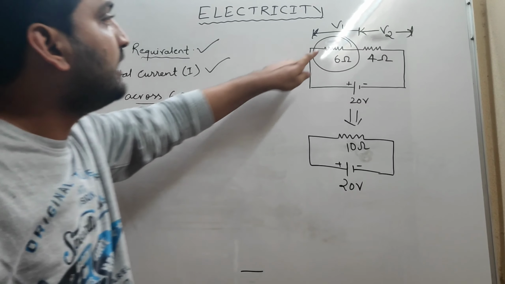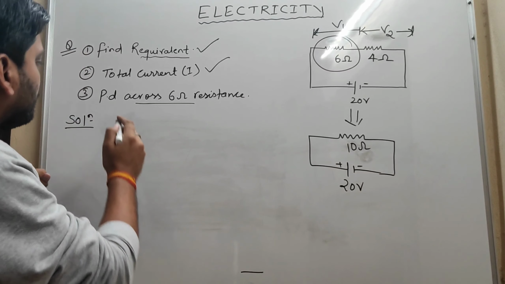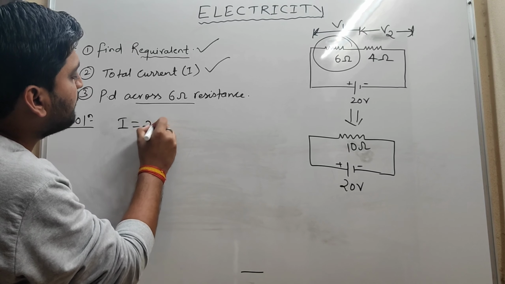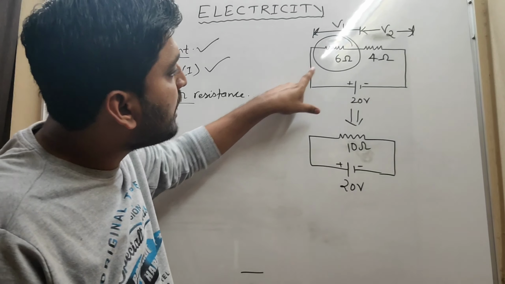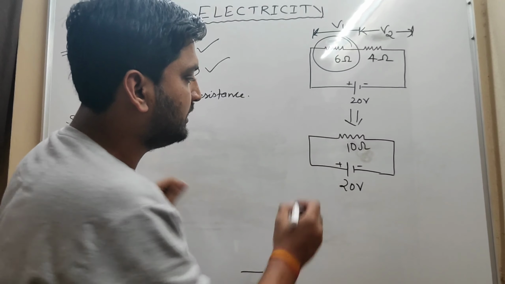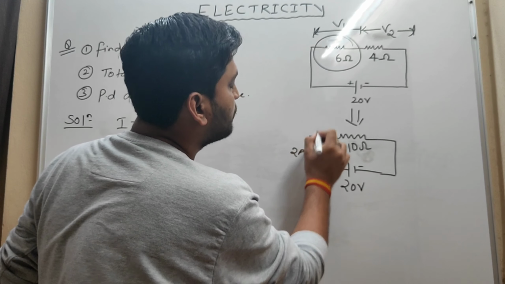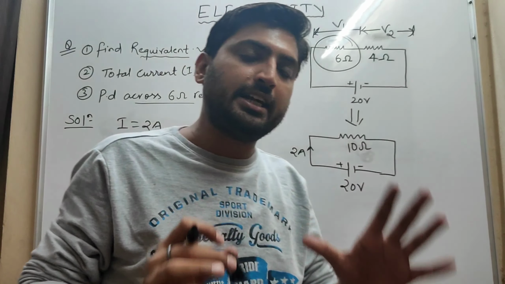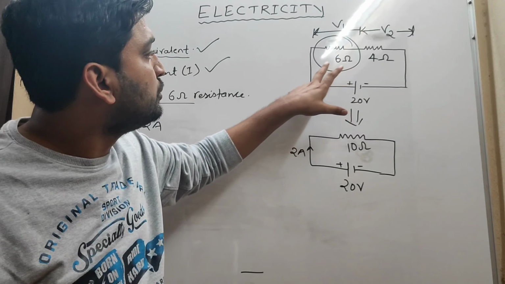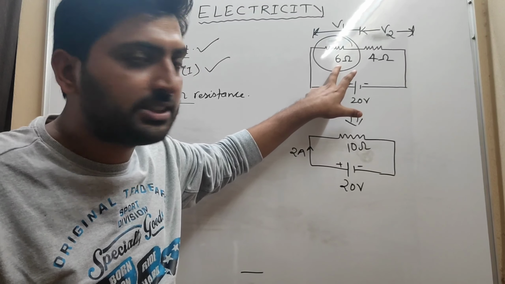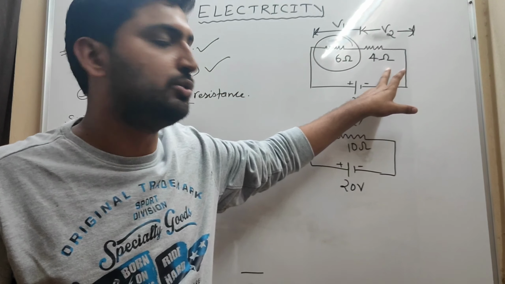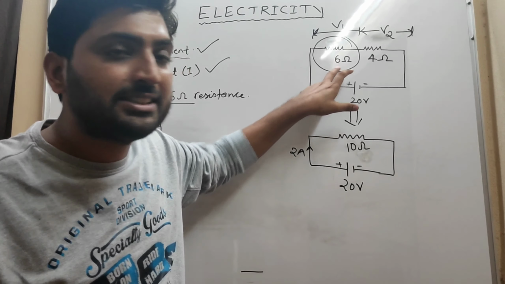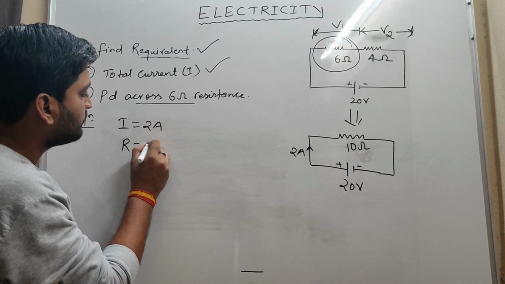If we are going to find V1, what we have found till now is total current is 2 ampere. It means 2 ampere current will flow through it, and the same current will flow through 6 ohm also and 4 ohm also, because in series connection the current remains the same. So 2 ampere current will flow through 6 ohm resistance as well as 4 ohm resistance. So current flowing through 6 ohm resistance is 2 ampere. The resistance is 6 ohm.